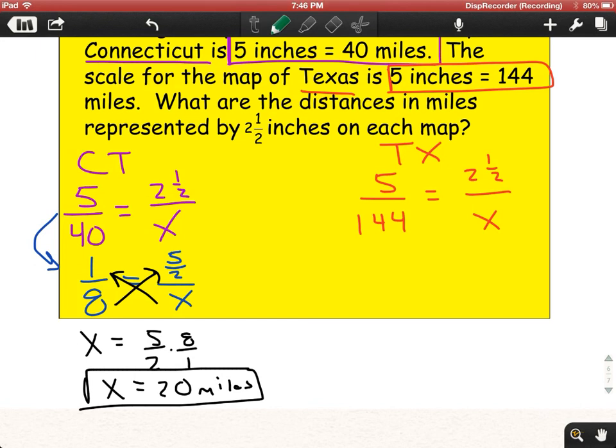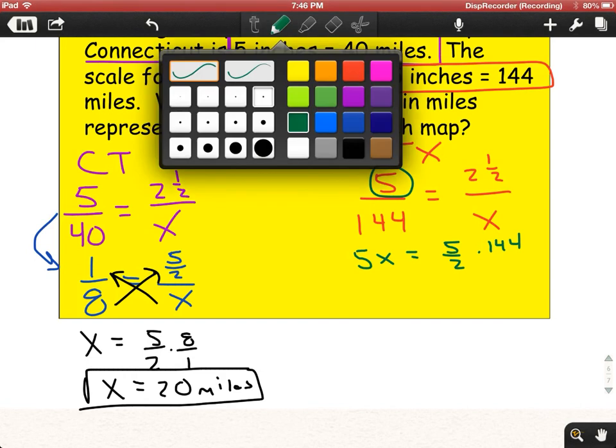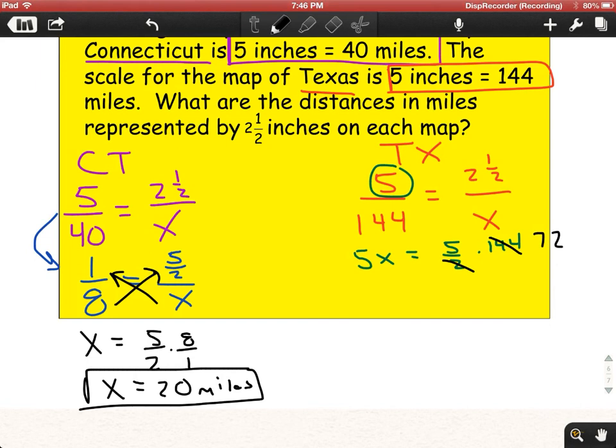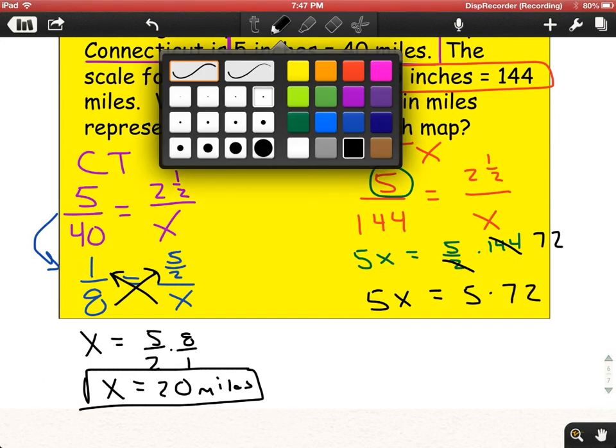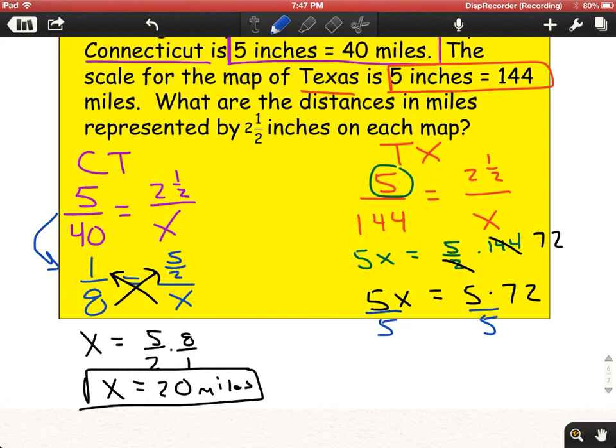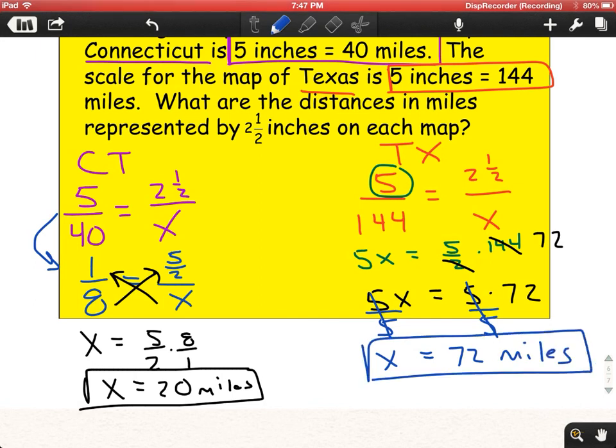And in our second one, we're not going to have any reductions here because 5 doesn't go into 144, but I'll have 5x equals 5 over 2 times 144. And that will allow me to do some canceling. That's 72. So then I would say, well, 5x equals 5 times 72. Notice that I don't multiply by 72 because here, if I divide by 5, I can just simply cancel, and x equals 72 miles. 20 for Connecticut, 72 for Texas.